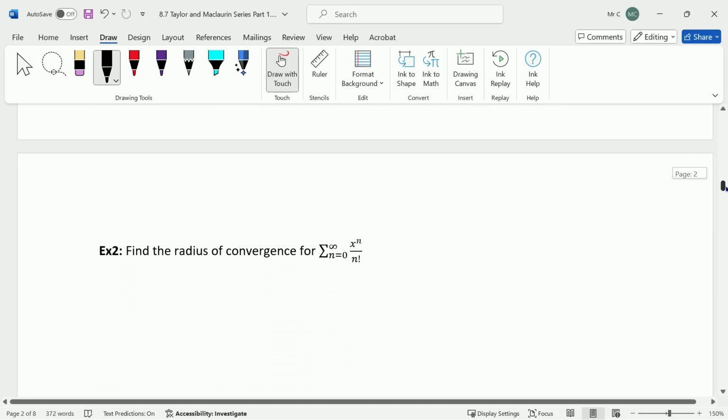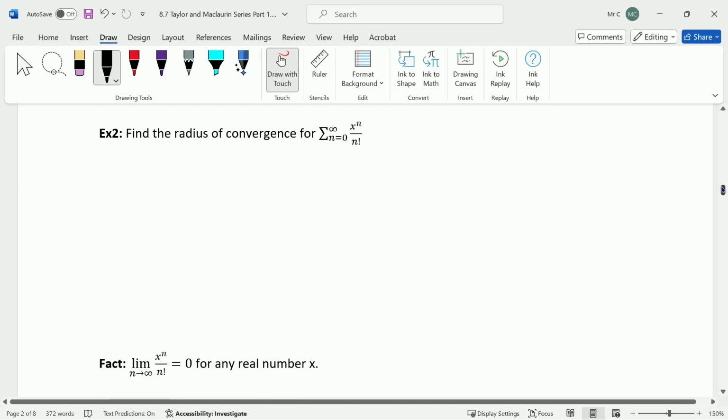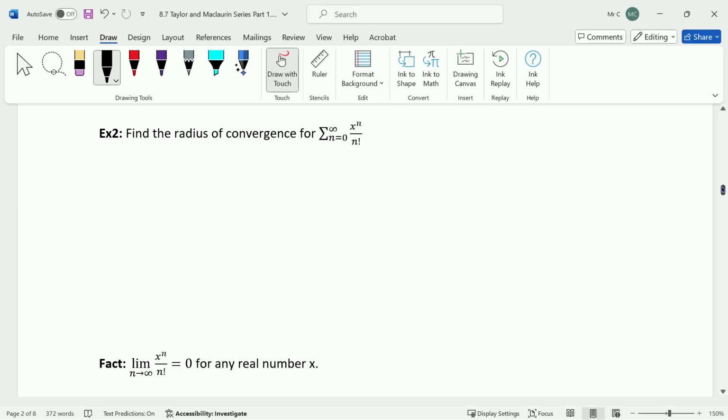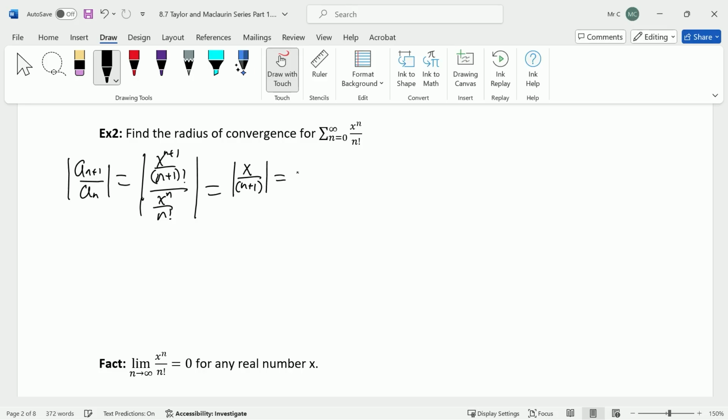Okay, so moving on, now we're going to find the radius of convergence for the sum from n equals 0 to infinity of x to the n over n factorial. And we use the ratio test. It's the absolute value of x to the n plus 1 over n plus 1 factorial divided by x to the n over n factorial. And I'm just going to skip the simplification here and go straight to the absolute value of x over n plus 1, which is the absolute value of x divided by n plus 1. And then I'm going to take that limit.